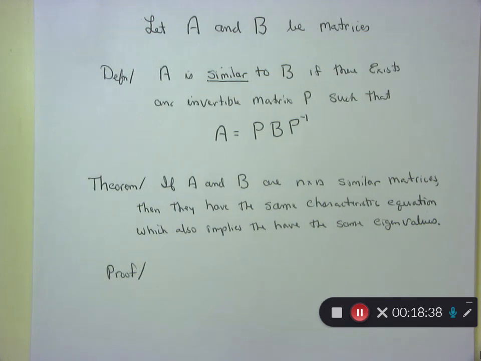All right. Why do we care? Big theorem. If A and B are n by n similar matrices, then they have the same characteristic equation, which also implies they have the same eigenvalues. Similar matrices have the same characteristic equation, hence have the same eigenvalues. Okay? Let's prove this.